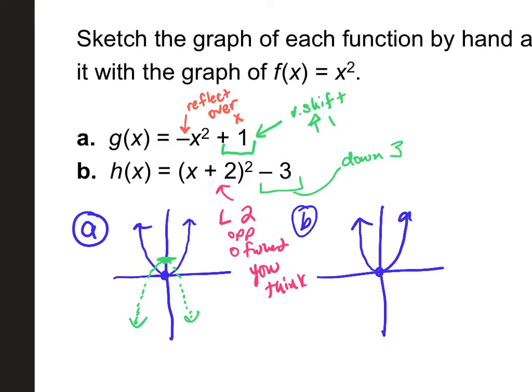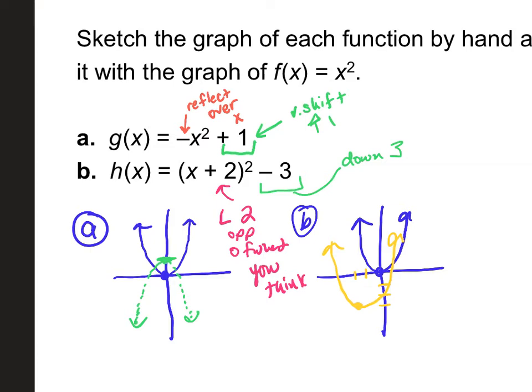So if I was going to graph this, I would say, okay, my parabola is going to shift from the origin. It's going to go left 2 and down 3. And is it positive or negative? Positive, so it's going to go up. So it's going to look something like that.